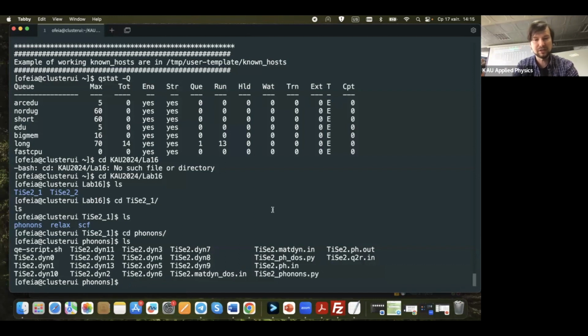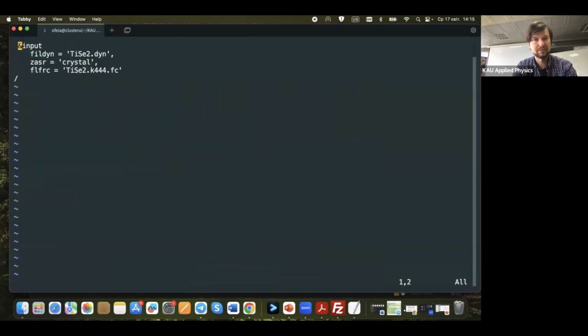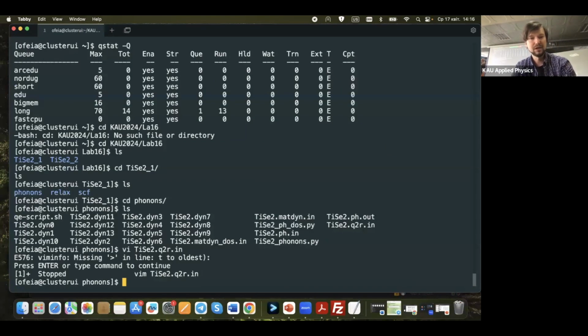Okay, and we can check this post-processing file. Yeah, it's very simple. It's just the acoustic sum rule, crystal, the file what to read. It reads the dynamical matrices and the file what to create: titanium selenide 2, K444, FC. Force constants will be in this file. And I also want to start this calculation.